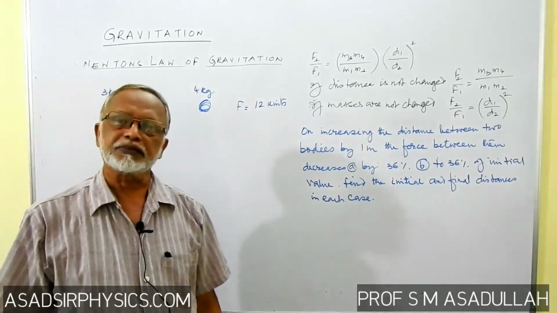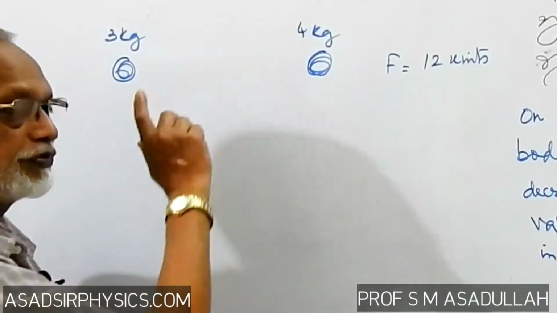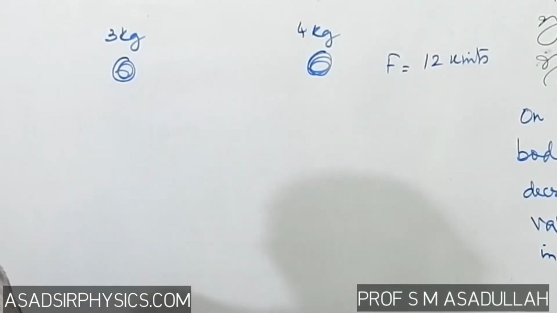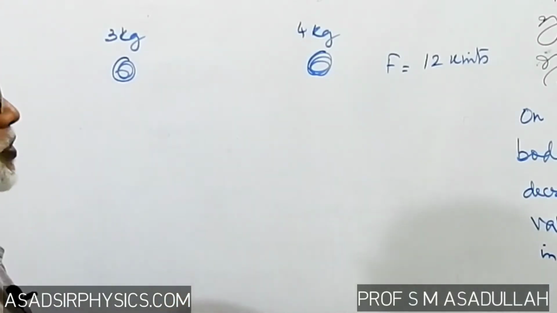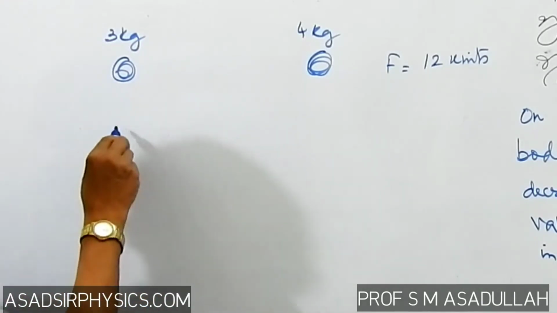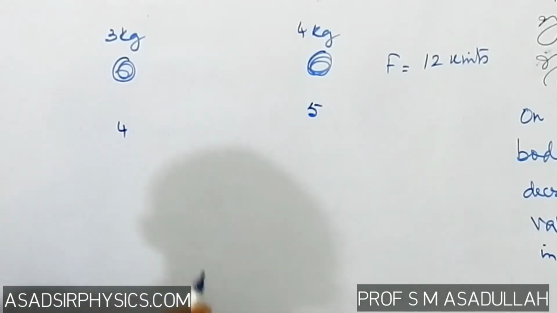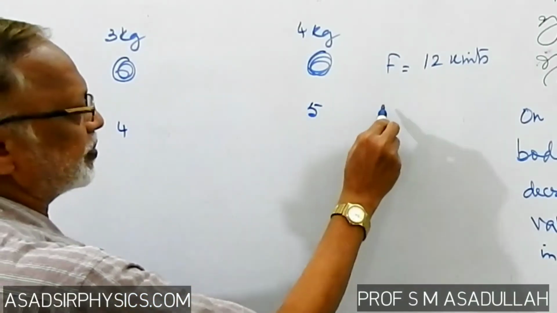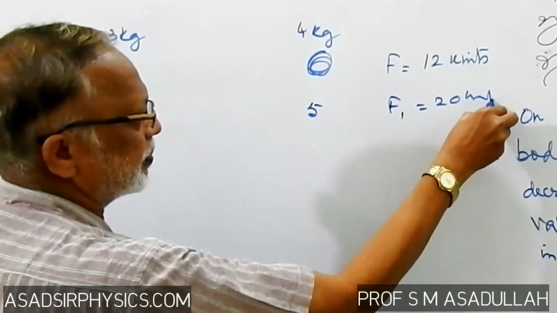Now let us consider one very simple problem. Suppose we have two bodies of masses 3 kg and 4 kg. When they are separated by a certain distance, the force between them is 12 units. What will be the new force if 1 kg is added to each body? After adding 1 kg to each body, this will become 4 kg, this will become 5 kg. 3 4s are 12. So 4 5s are 20. This force F1 will be equal to 20 units.